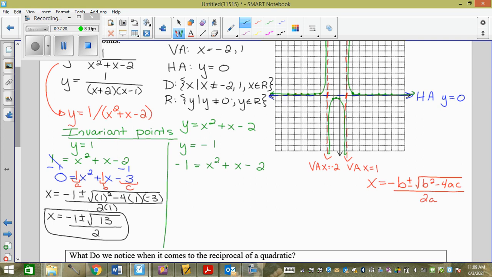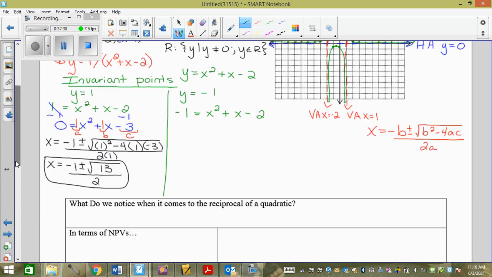And this is the exact value. If I asked you for exact values, that would be the exact value of x. And your two coordinates would actually be negative 1 plus root 13 over 2 and 1, and negative 1 minus root 13 over 2 and 1. If you wanted to sketch that, you'd have to type it in your calculator to get a decimal, right? But I'll ask for them in exact values. So those are your two invariant points when y equals 1.